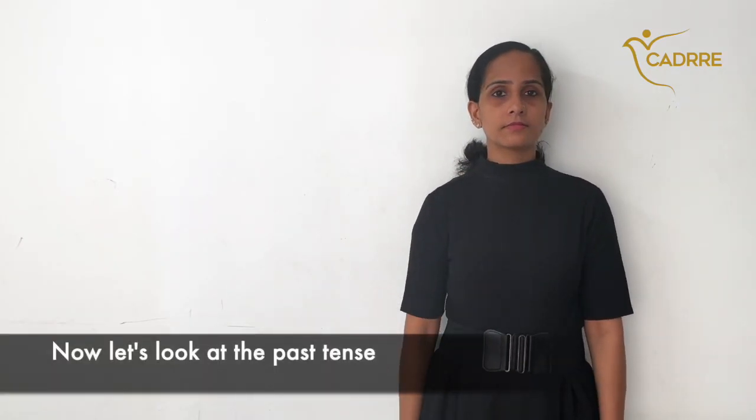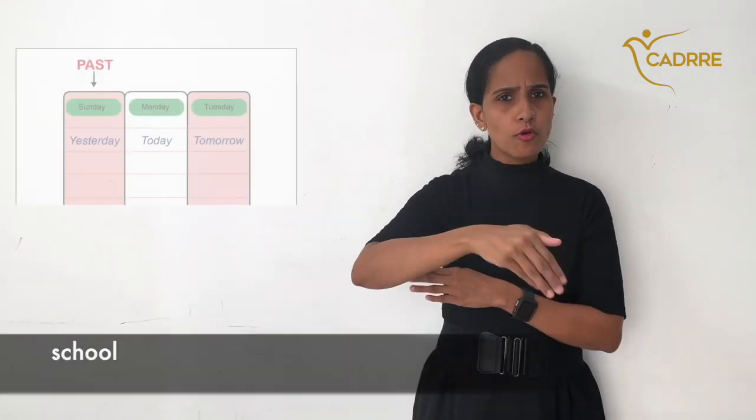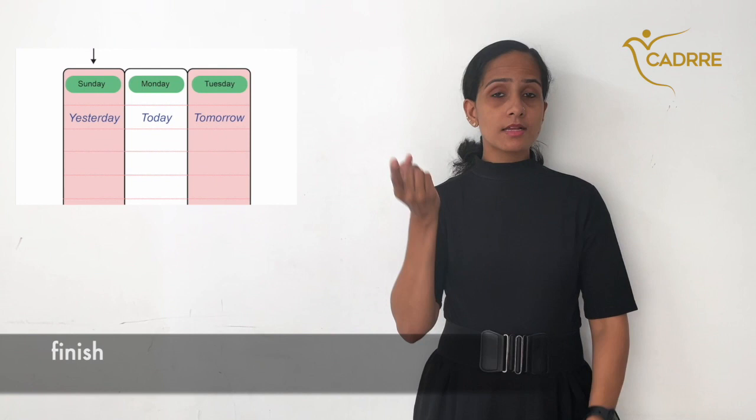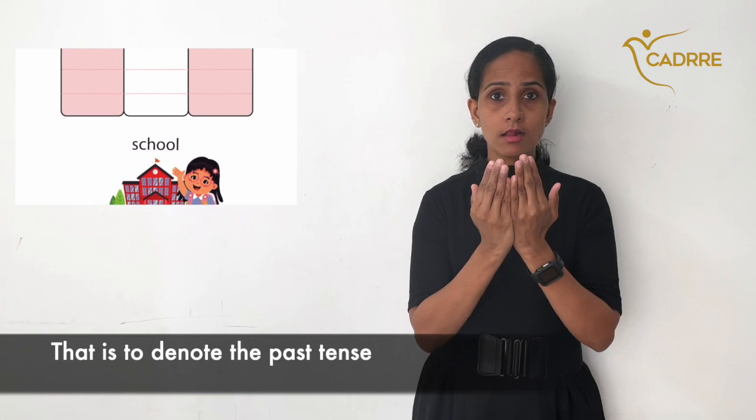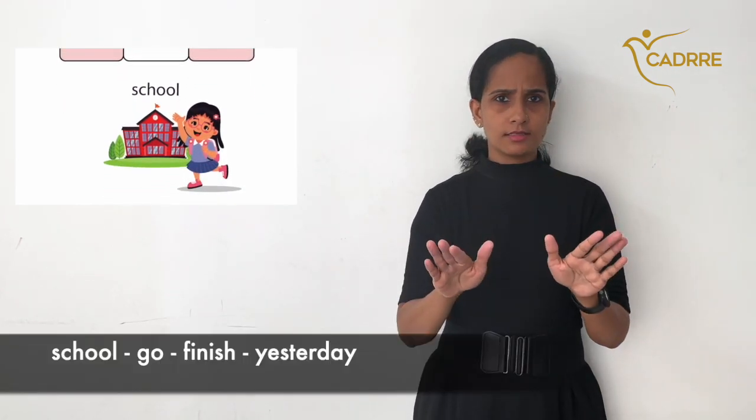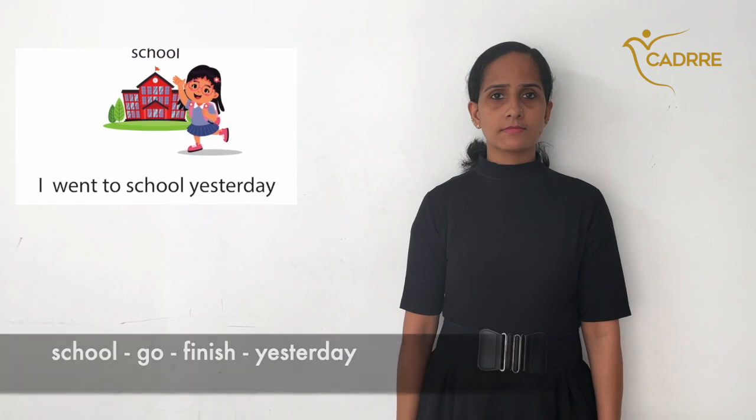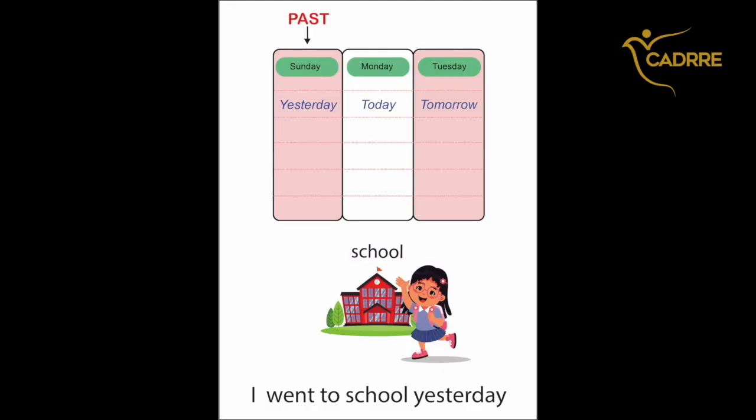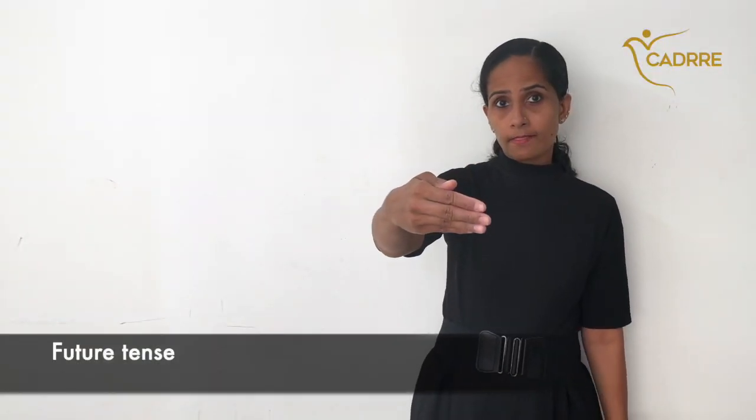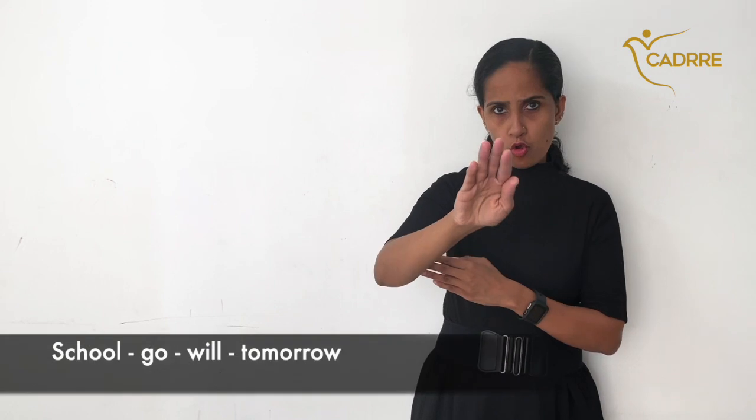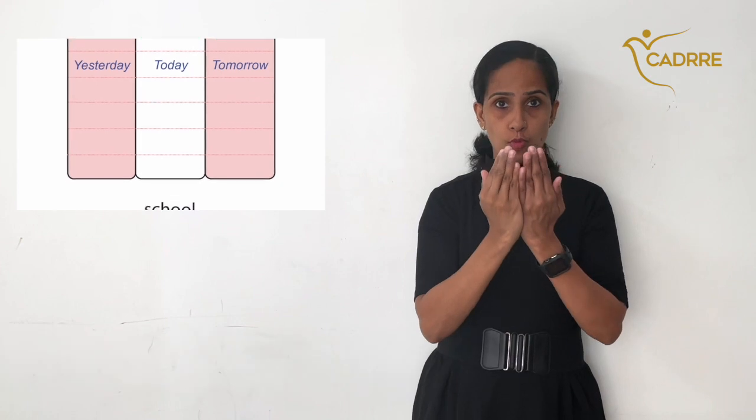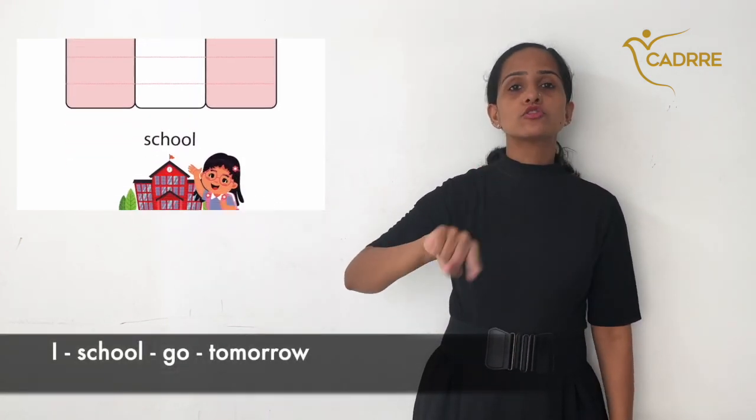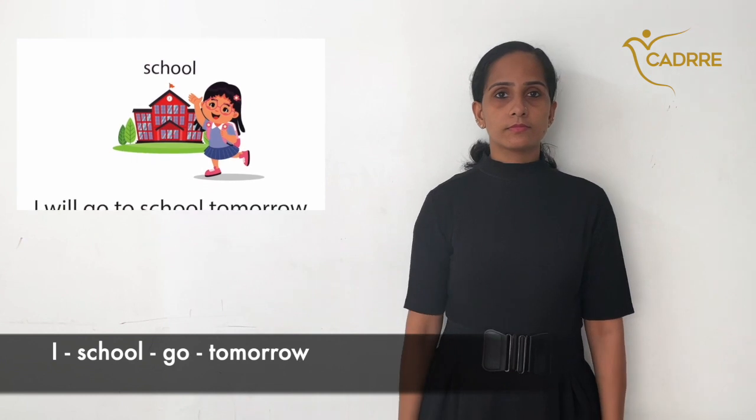Now let's look at the past tense. School, go, finish, yesterday. That is to denote the past tense. School, go, finish, yesterday. Future tense. School, go, will, tomorrow. I, school, go, tomorrow.